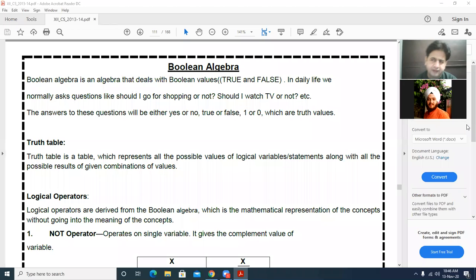Why is Boolean algebra important for computer science students? The reason is a computer is a machine, so it works on Boolean values. Yes or no means 0 or 1. So that's why it is important.